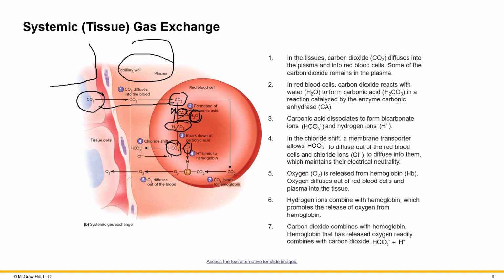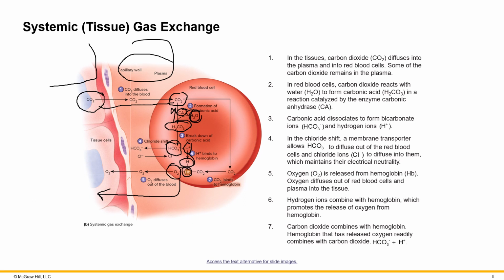Now, this hydrogen ion combines with hemoglobin and can combine with oxygen to form oxyhemoglobin. And this is what we just saw in the previous slide. That is how oxygen came into the tissues.